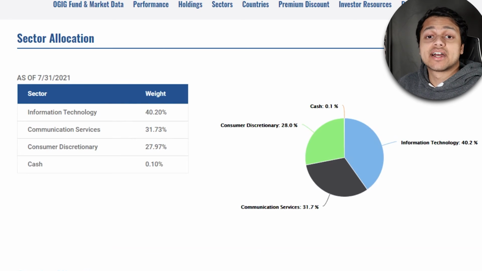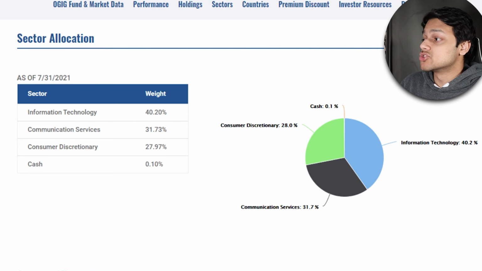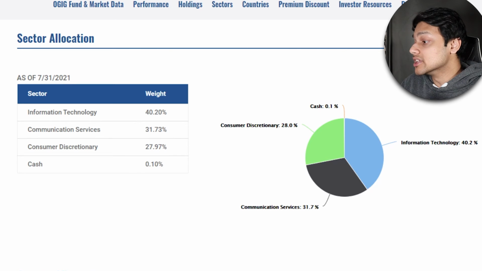Lastly, having a look at the sector and the country allocation, we can see that 40% weighting is towards IT. That's pretty common. Obviously, it's a tech-based ETF, so we are going to see this sort of allocation. Then we have about 31% towards communication, then 30% towards consumer. So we can see that it's pretty evenly laid out. It's 1/3 each, kind of.